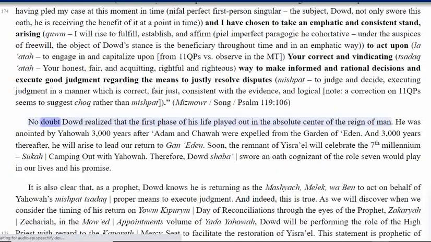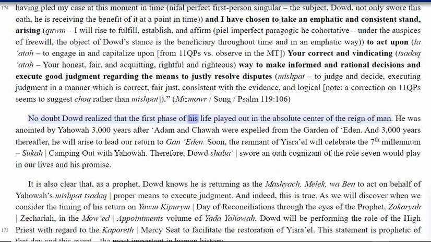119-106. No doubt Dowd realized that the first phase of his life played out in the absolute center of the reign of man. He was anointed by Yahowah 3,000 years after Adam and Chor were expelled from the Garden of Eden. And 3,000 years thereafter, he will arise to lead our return to Gan Eden. Soon, the remnant of Israel will celebrate the 7th millennium, Sukkah, camping out with Yahowah.